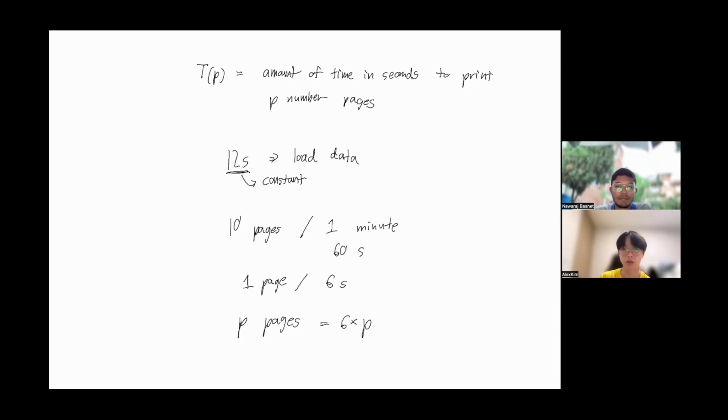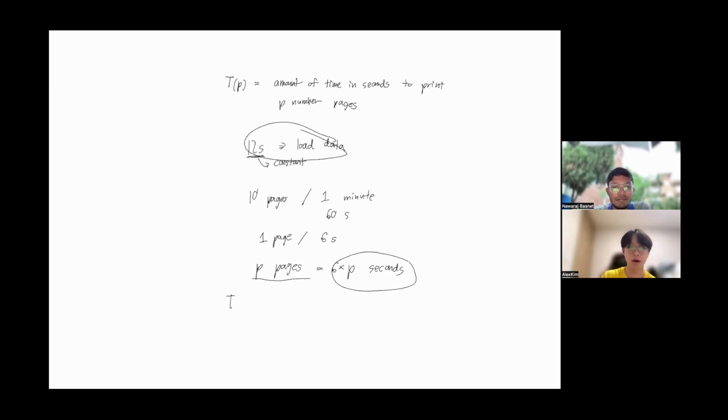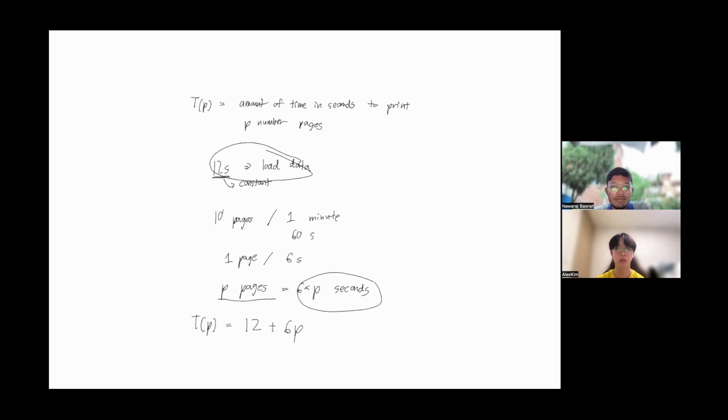Do you understand? So this is how many seconds it will take to print P number of pages. So we have this part, and we have the constant part. To find the equation for the amount of time it takes to print P number of pages, it is the loading time, which is always 12 seconds, and then 6P. So this will be the final equation. Do you understand this part? Yes, sir.